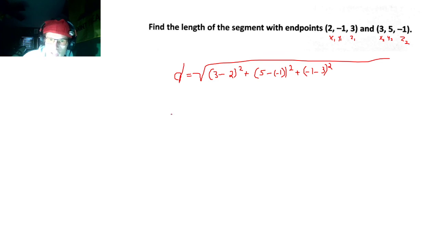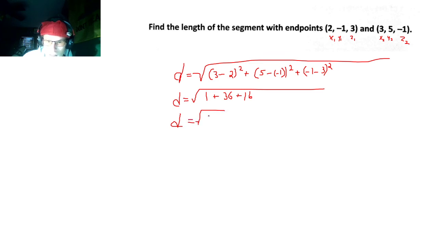All right, so let's put these together. 3 minus 2, the quantity, 3 minus 2 is 1. 1 squared is, well, 1. Plus 5 minus a minus 1 gives us 6. Squared is 36. And then -1 minus 3, the quantity squared. So -1 minus 3 is -4. Squared is 16. All right. So adding those numbers together, we get the square root of 53.